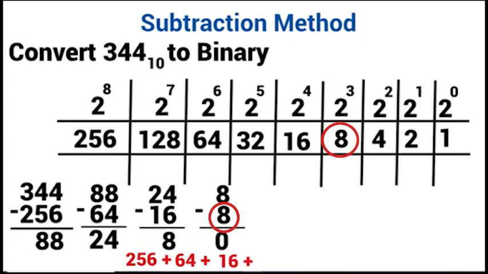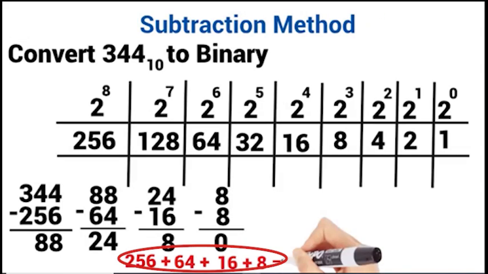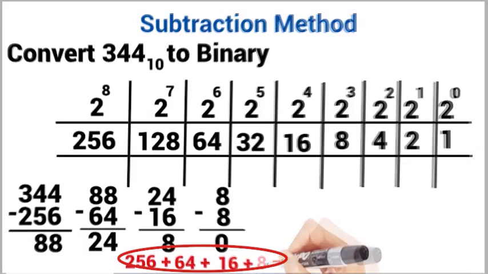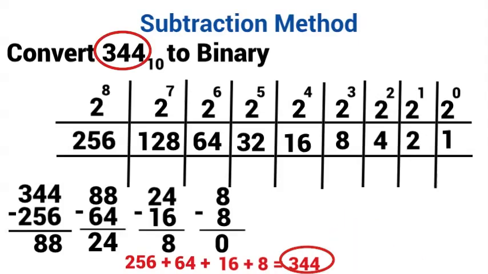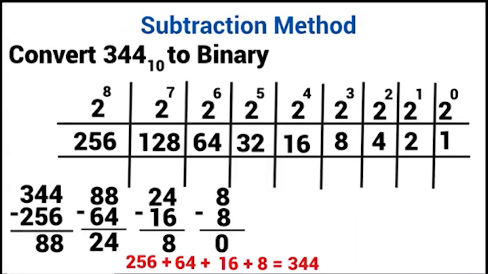Now that we already obtained a 0 difference, let us check if we got the correct answer. We will add 256 plus 64 plus 16 plus 8 to get 344. If the sum is the same with the given number, then we got the correct answer. Finally, we can identify the binary number.